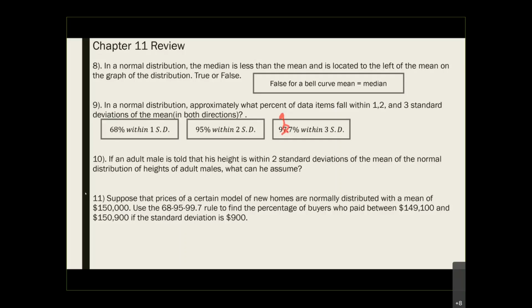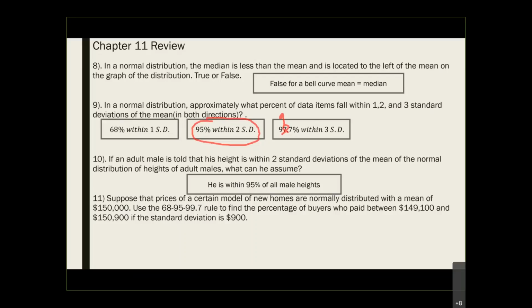So looking at this, if the height is within 2 standard deviations, this is what we have. If the adult is within 2 standard deviations, then we say he is within the 95% of all male height. Again, you are in that 95% region of all male height.